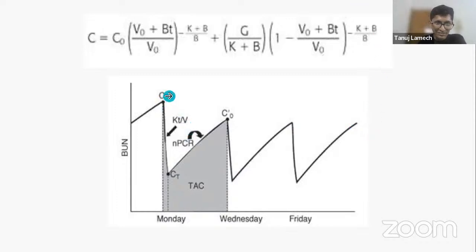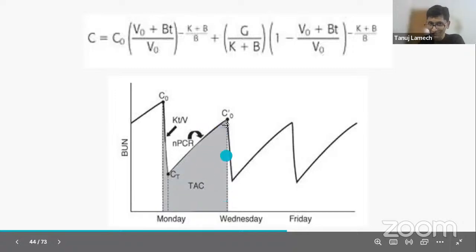So what we have here is the first session of dialysis during the week. So C0 is the pre-HD urea, Ct is the post-HD urea. And this drop defines the Kt/V, so the amount of clearance you have achieved during dialysis. Over the next 2 days, your urea generation kicks in, so your urea starts to rise. Before the next dialysis, you have a C0 prime, all right, and then it goes back down. Now, between these 2 sessions of dialysis, the total area under the curve is basically the time-averaged concentration of urea.